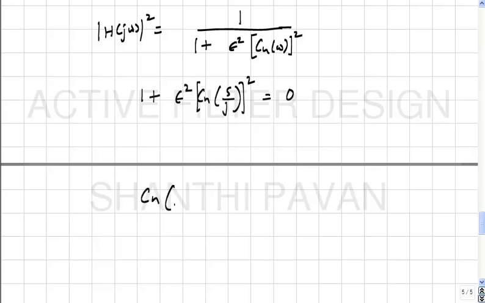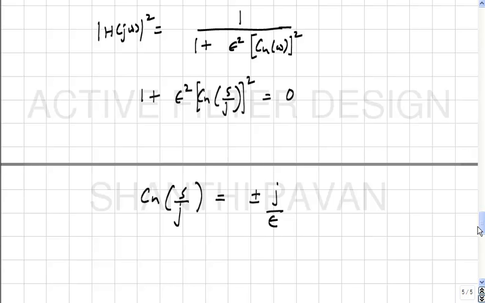So, Cn of s by j is nothing but plus minus j by epsilon. Minus 1 goes to that side, that's j square. Which means that Cn of s by j must be plus minus j by epsilon. We want to find all complex numbers s that satisfy this equation, which means all those complex numbers will be poles of D of s and D of minus s. We only retain those poles in the left half s plane.